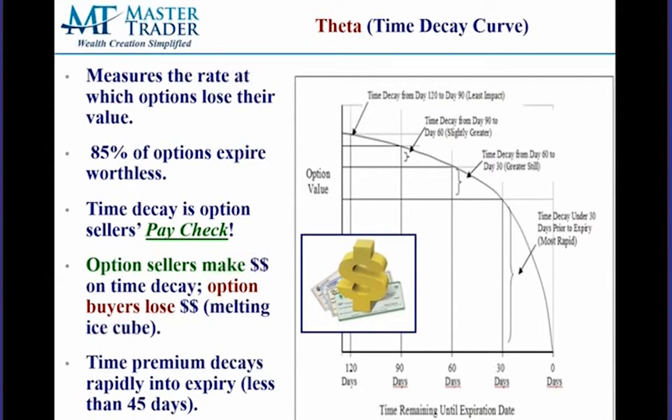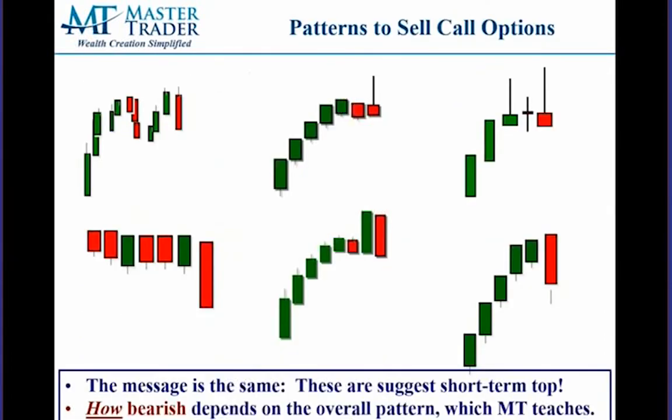Last bullet, time decay expires rapidly into expiration, which is the last 45 days, even more so in the last 2 weeks, which is why MasterTrader specializes in selling credit spreads a few days. You know, we do them 1, 2, 3 days, all the way up to 45 days. That's the sweet spot.